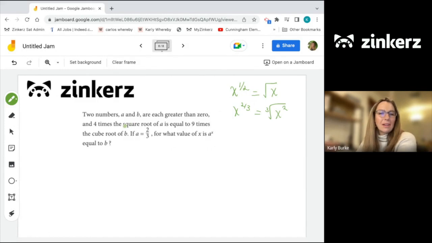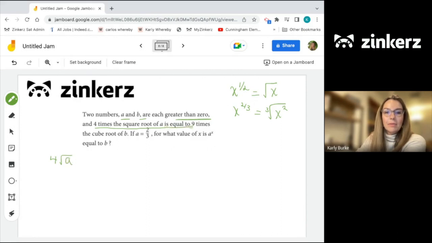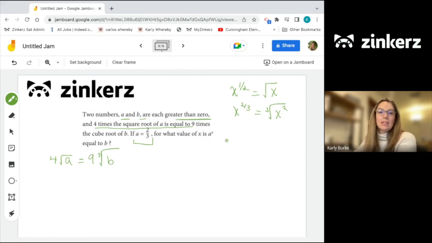This is the last problem on the test, so it's pretty challenging. We have a and b, and they're each greater than 0. 4 times the square root of a, so I'm going to write that out. 4 times the square root of a equals 9 times the cube root of b. And then it says if a is equal to 2/3, for what value of x is a to the x equal to b? Well, this gets pretty confusing here.